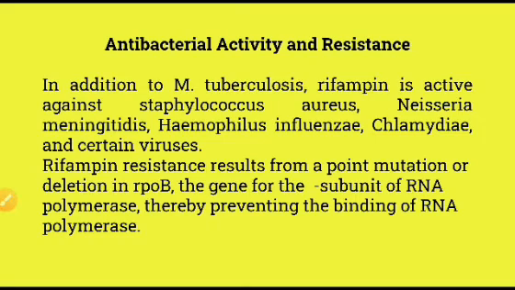Now we'll see how resistance to this drug occurs. Rifampicin resistance results from a point mutation or deletion in the rpoB gene. What is rpoB? As I told you initially, it is the gene for the beta subunit of RNA polymerase, thereby preventing the binding of rifampicin. This is not allowing the binding of the drug to RNA polymerase.